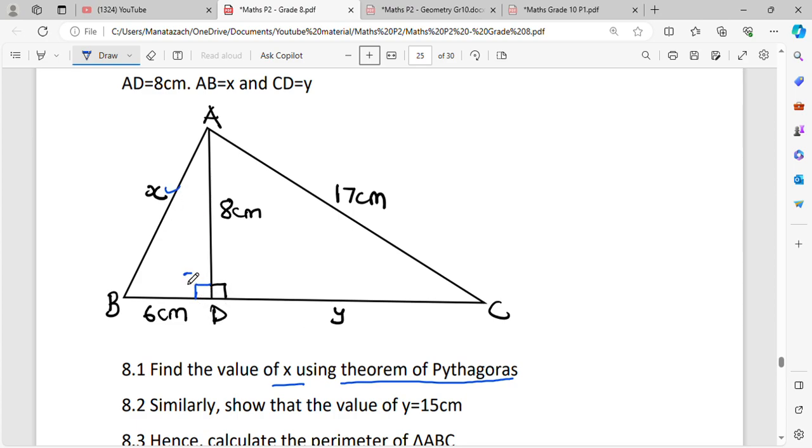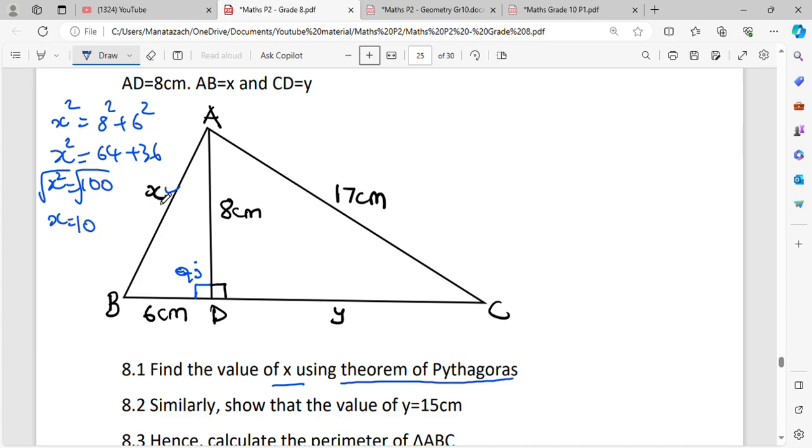This angle is 90 degrees. That means we can use the theorem of Pythagoras. So X squared, being the hypotenuse side, is going to be 8 squared plus 6 squared. And X squared is going to be 64 plus 36. X squared is 100. Then X is equal to 10. So this answer here, X is 10 centimeters.